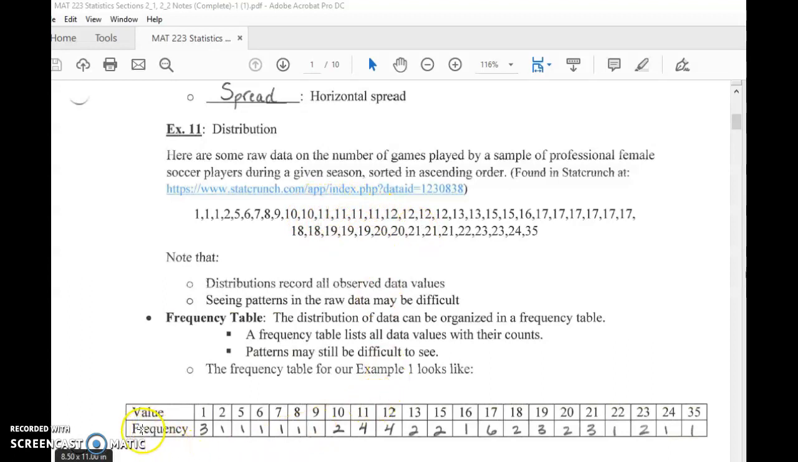And you can see that this is how I filled in this frequency table. List all the different values that showed up: 1 game played, 2 games played, 5 games played, 6 games played, and then underneath them, the frequency, which sometimes people call the count, is where you count up how many of those data points showed up in your data set. So the number 1, the 1 soccer game played, showed up 3 times. There were 3 different female soccer players that played only 1 game, etc. And you can go through the rest of it and fill out the frequency table.